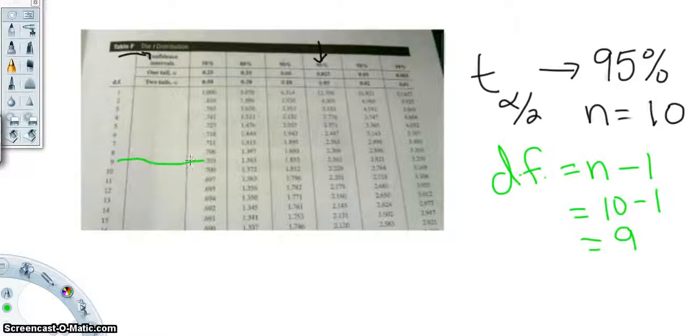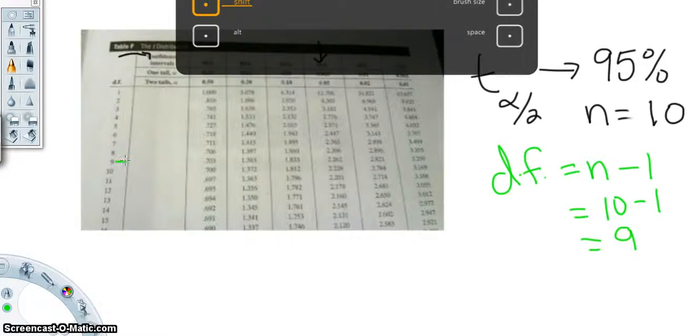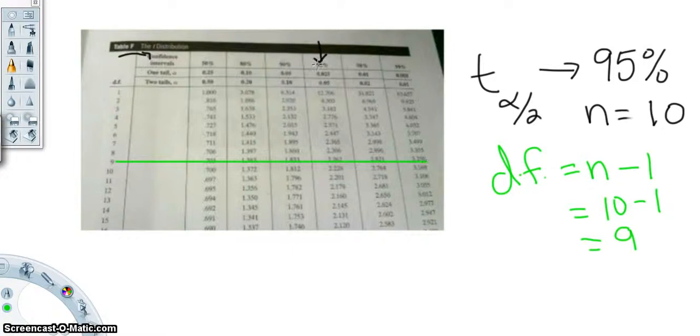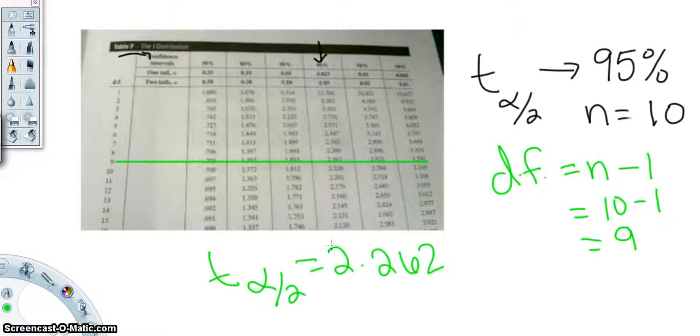So we come down our degrees of freedom column to 9, and we make a straight line from 9. And we look down at 95%. Sorry about that. Don't know what my computer's doing. 95%, and we get 2.262, I believe that says. Yes, so we get our t alpha over 2 equal to 2.262. So we can substitute this number into the formula and calculate it just as if we were doing with the z sub alpha over 2.